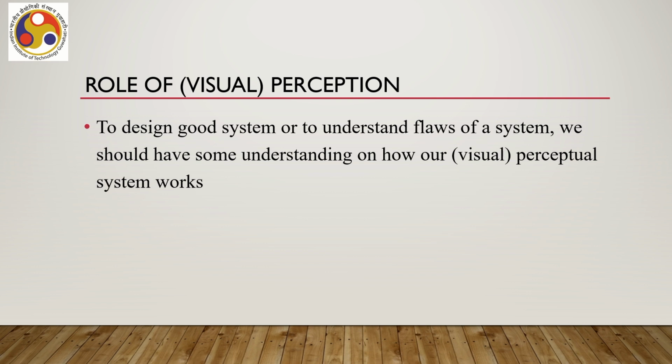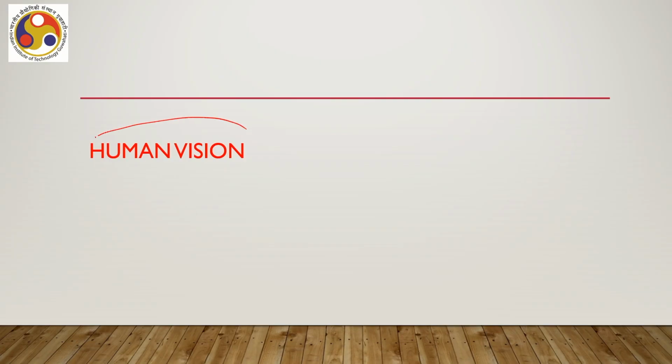Now, let us shift our attention to the role of visual perception. To design a good system or to understand flaws of a system, we should have some understanding of how our visual perceptual system works. So far, we have only talked about in a very broad sense how it works, but we should have a better understanding. So, let us delve a little deeper into how the human vision system works.